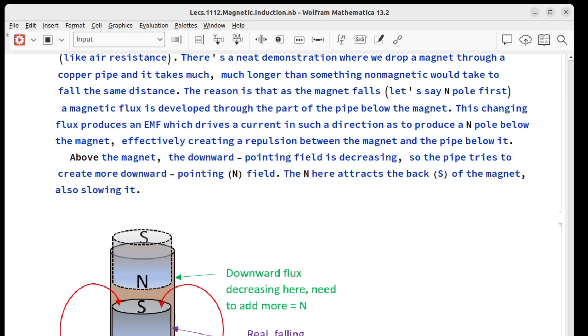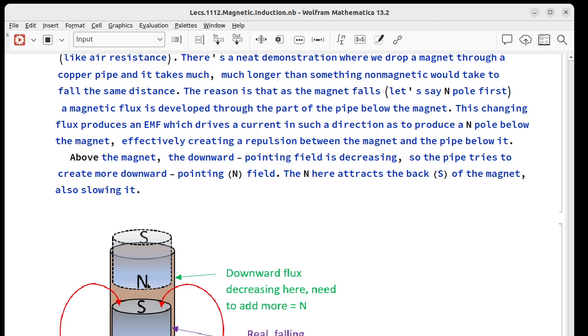If the North Pole is pointing down, as it falls, you can imagine this copper pipe cut into a zillion little copper washers. And as this magnetic field approaches, we're getting magnetic field through this copper washer. The copper washer fights that by establishing a current the other way so that it pushes up against the North Pole. So it makes a North Pole that pushes on this one.